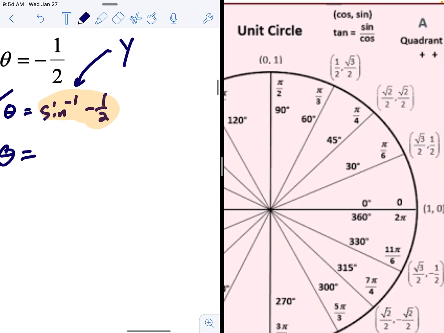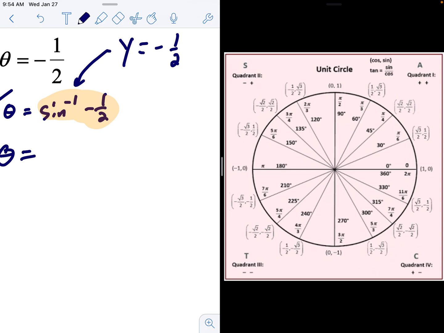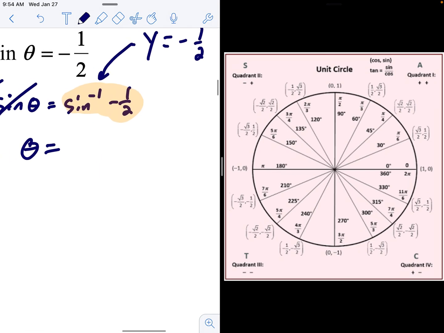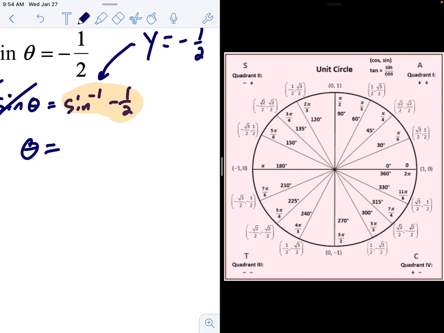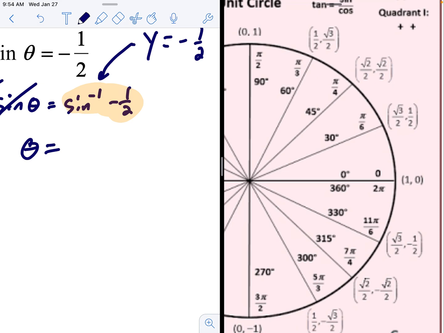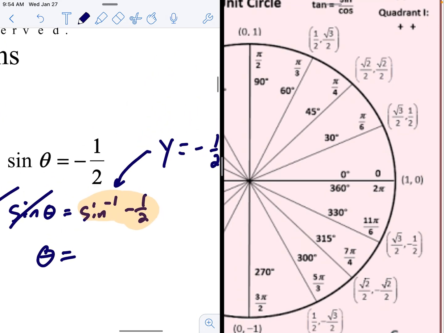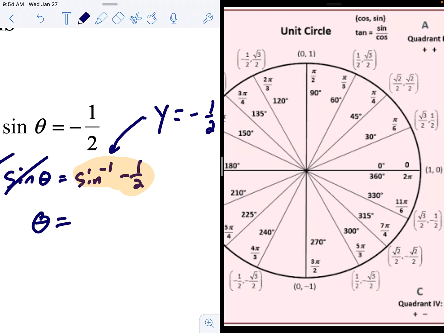So, what I want to do is go to the unit circle and find a y value that equals negative 1/2. And where does that happen? This would be nice if I could highlight this. I can't write on that. Well, okay. Here's what I'm going to do. I'm going to just zoom in with my fingers, and then I'll try to import this to the actual assignment that we're doing.